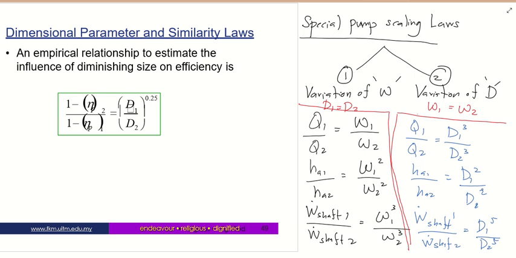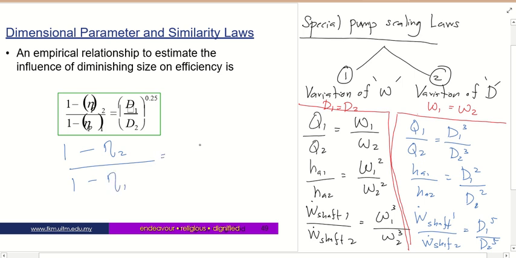Okay, so this is pump dimensional parameters and similarity laws. Okay, the last one is an approximate empirical relationship to estimate the influence of diameter size on the efficiency. Okay, so (1 minus efficiency of pump 2) divided by (1 minus efficiency of pump 1) equals D1 over D2 to the power of 1 over 5.